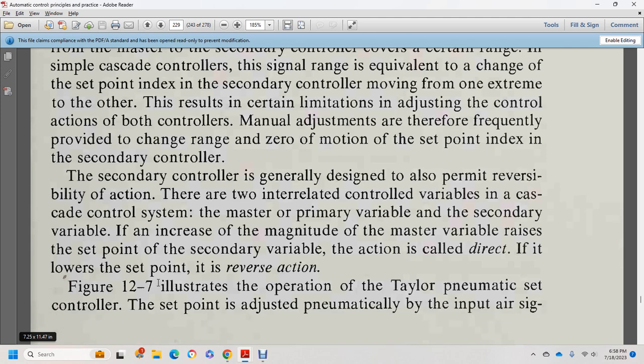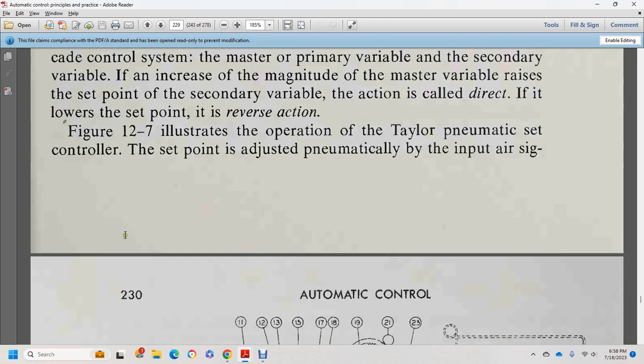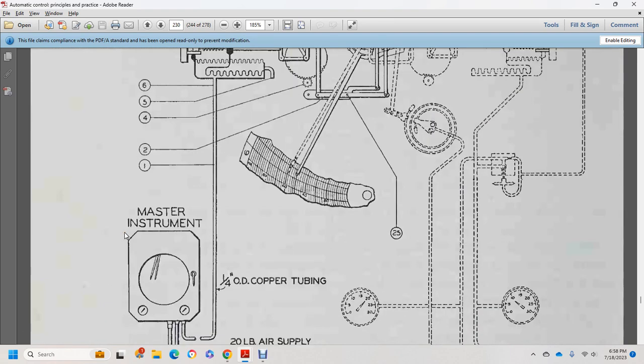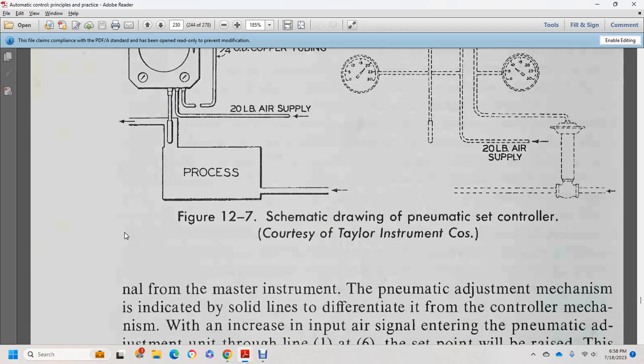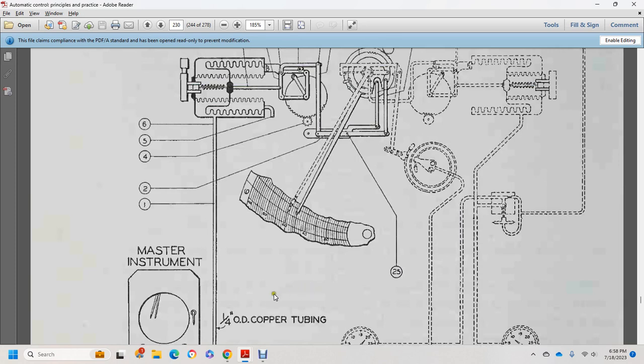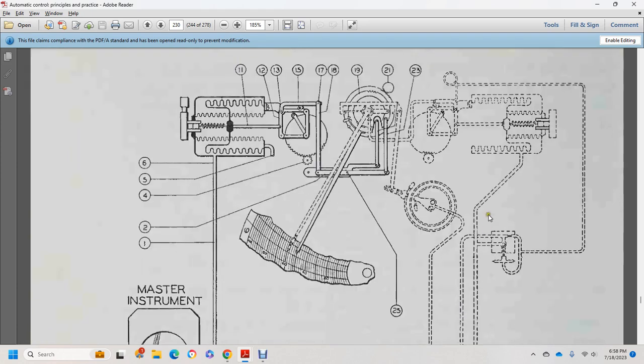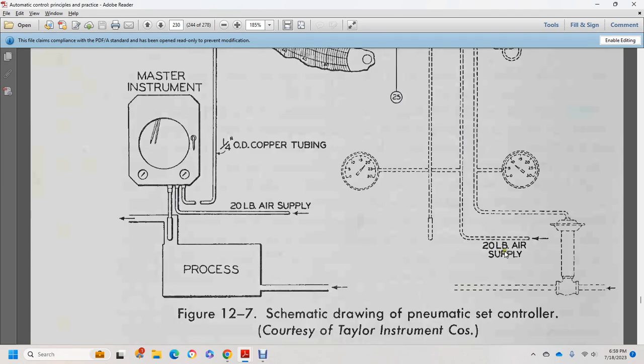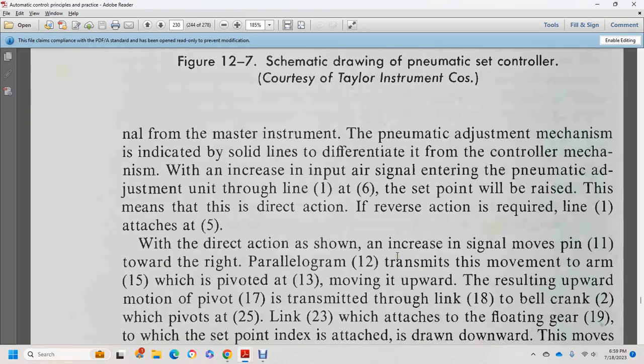Figure 12.7 illustrates the operation of the Taylor pneumatic set control, the set adjustment pneumatically, with the input of the air signal, and shows the signal from the master instrument, the pneumatic adjustment mechanism, indicated with the solid line, different from the control mechanism. Show the process, 20 pounds of air supply, quarter-inch OD copper tube from the master instruments, and they're labeled there, and you have the 20 pound air supply.